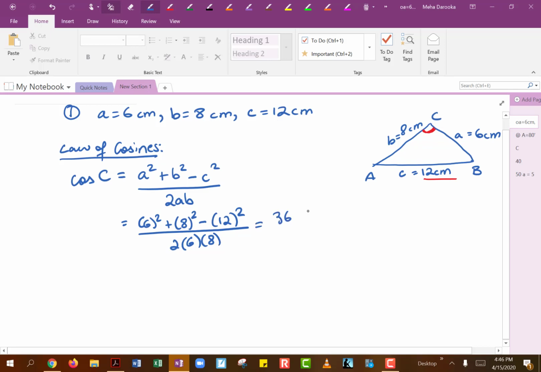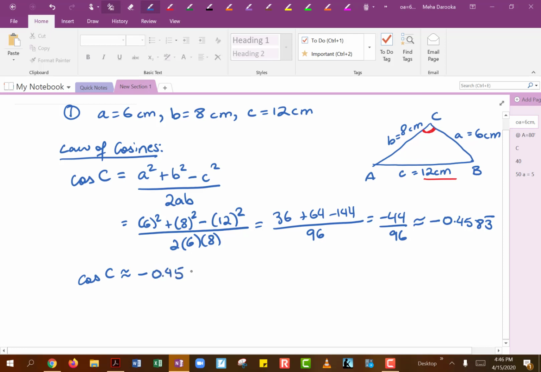So of course we get 36 plus 64 minus 144 divided by 96. And you don't have to take it step by step if you don't want to. You can just plug this into your calculator and you will end up getting, and this is not going to be an exact answer, negative 0.458, and then that 3 keeps repeating. So we basically have cosine of C, which is approximately equal to a negative number, right? Negative 0.45833, where your 3 is repeating.